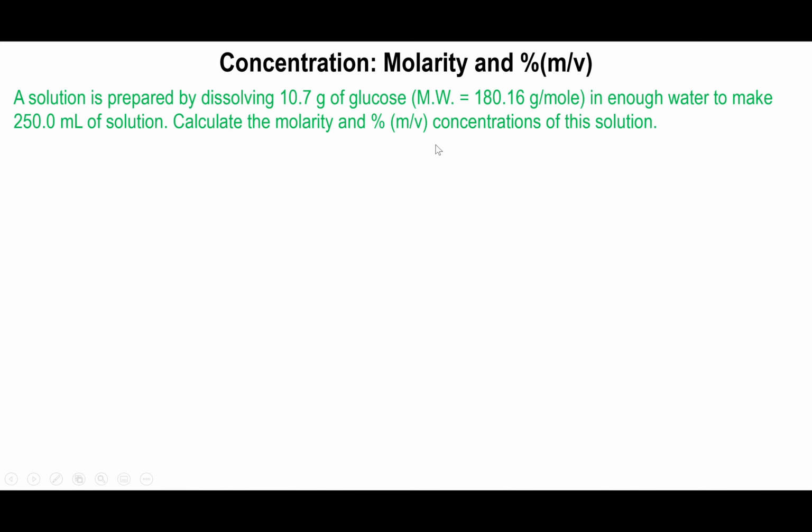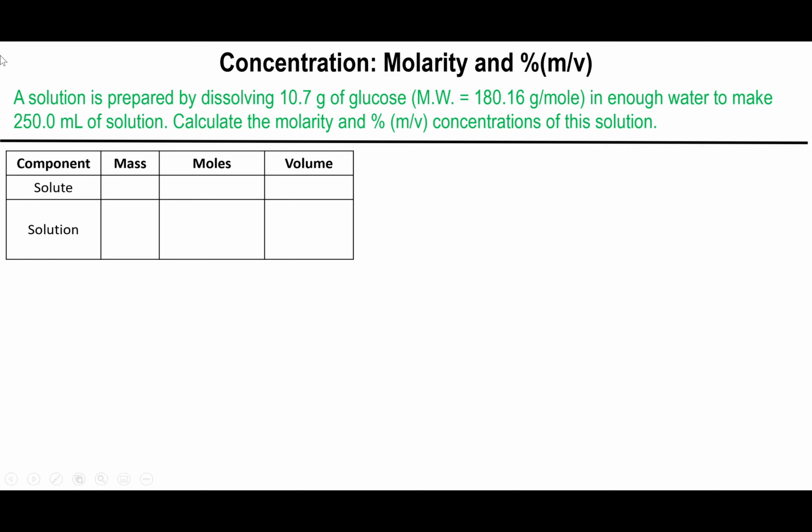So we're going to calculate the molarity and the percent by mass volume for this entire solution. We start with the quantity that only has a single unit associated with it, in other words, the 10.7 grams. I'm going to use this table to keep track of all the components. The mass is directly given for us, the mass of the solute to be most exact, 10.7 grams. We also know the volume of the solution, so under solution and volume we have the 250 mLs.